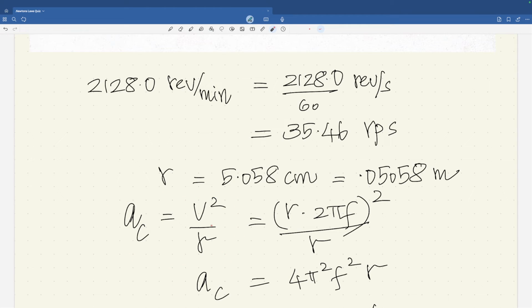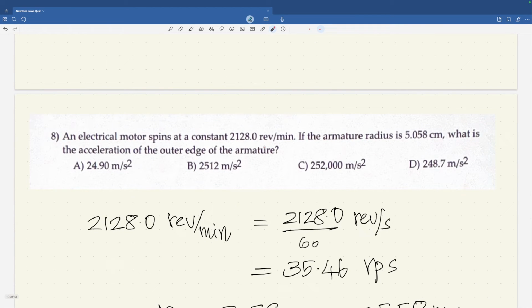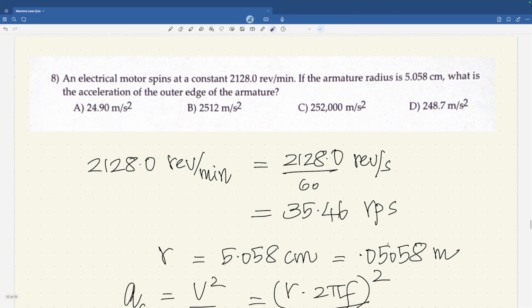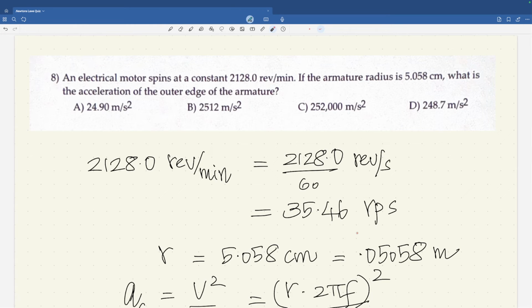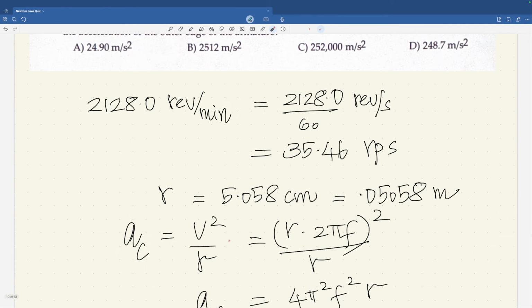Velocity squared by the radius. So the radius is already given to us. We need to find the velocity and plug it into that formula. Now to find the velocity, first we have to change the revolutions per minute to revolutions per second. Because 1 minute is 60 seconds. Divide by 60, you get RPS, which is revolutions per second. Once you get that, and this is the radius, velocity is r times angular velocity, omega.